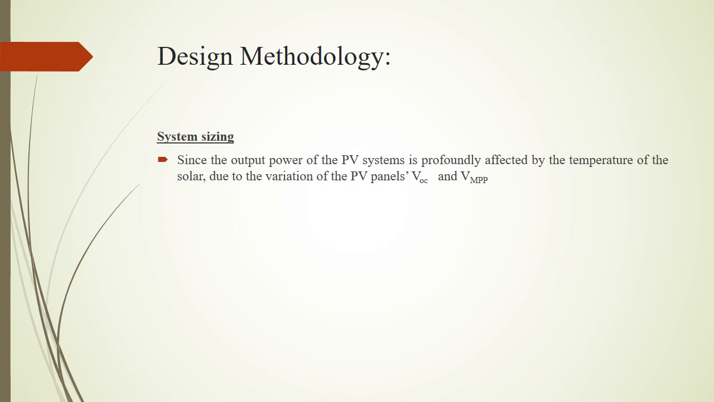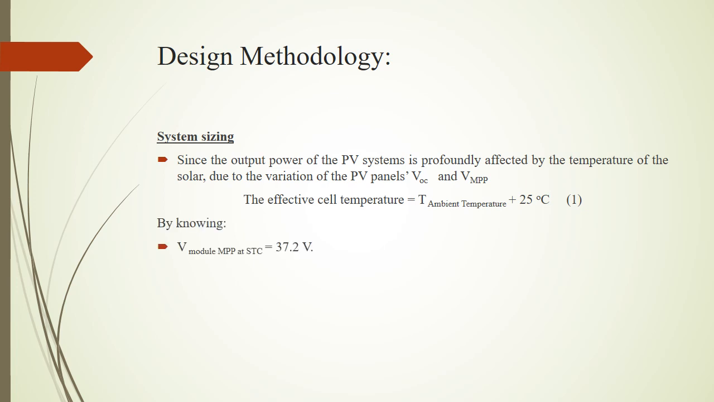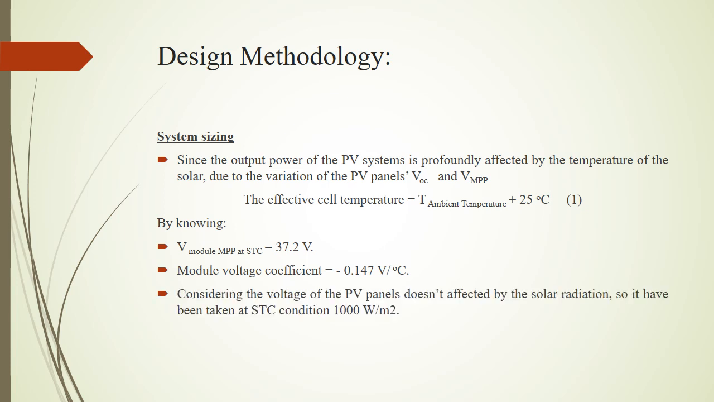Design methodology, system sizing. Since the output power of the PV system is profoundly affected by the temperature of the solar panel, due to variation of the PV panel's open circuit voltage and maximum power point voltage, the effective cell temperature can be found using this formula by knowing the module voltage at STC and the voltage coefficient, and considering that the voltage of the PV panel is not affected by solar radiation, so the solar radiation is considered at its STC condition of 1000 watts per meter squared.